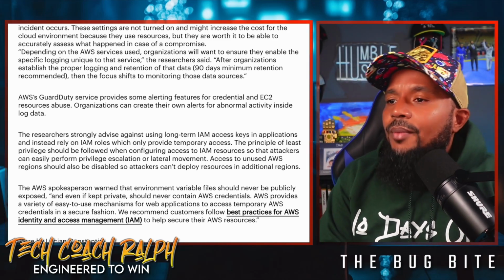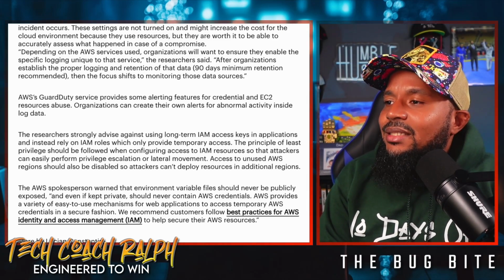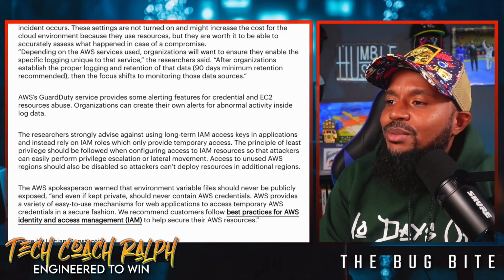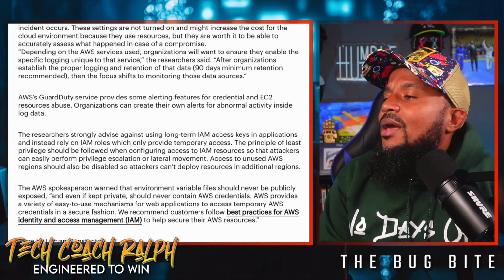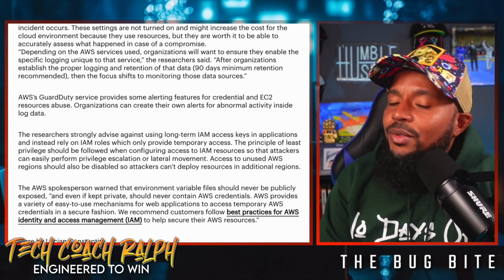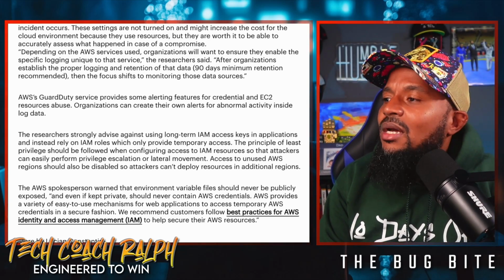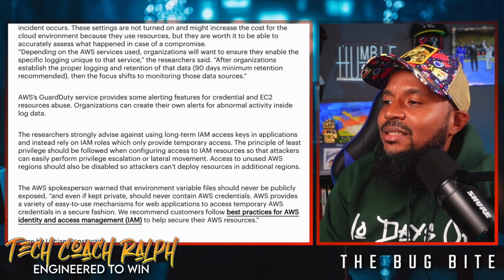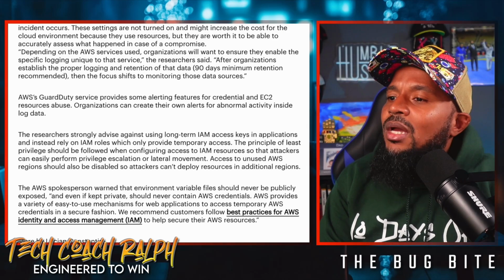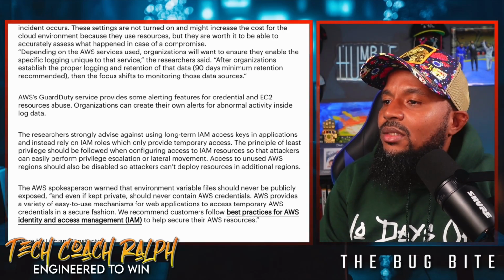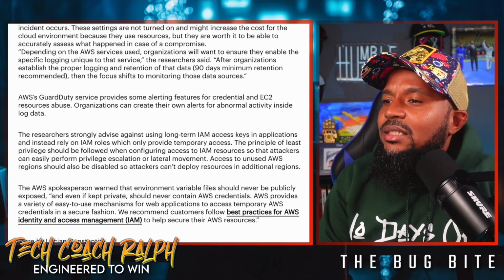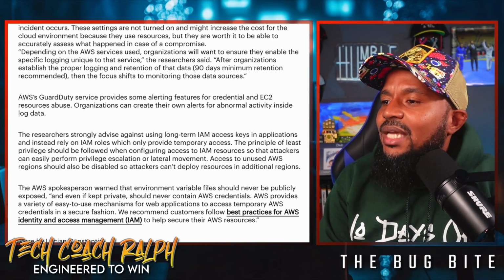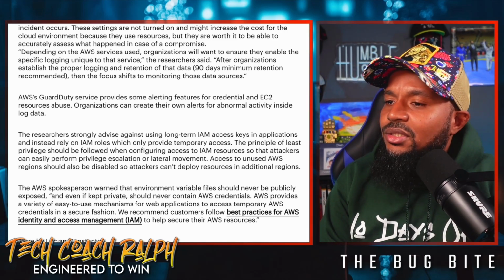The researchers strongly advise against using long-term IAM access keys in applications and instead rely on IAM roles, which only provide temporary access. The principle of least privilege, we spoke about that when we were talking about DevSecOps. The principle of least privilege should be followed when configuring access to IAM resources so that attackers can't easily perform privilege escalation or lateral movement. Access to unused AWS regions should also be disabled so attackers can't deploy resources in additional regions.